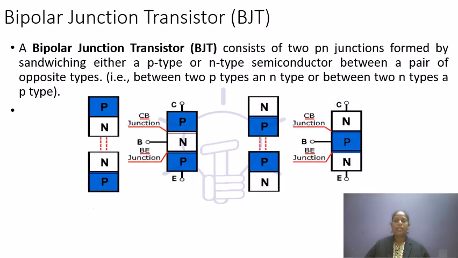Then we can see one by one how they are formed. It is also called BJT. What is the meaning of BJT? How does it differ from the diode? Let us see how it evolved from the diode.